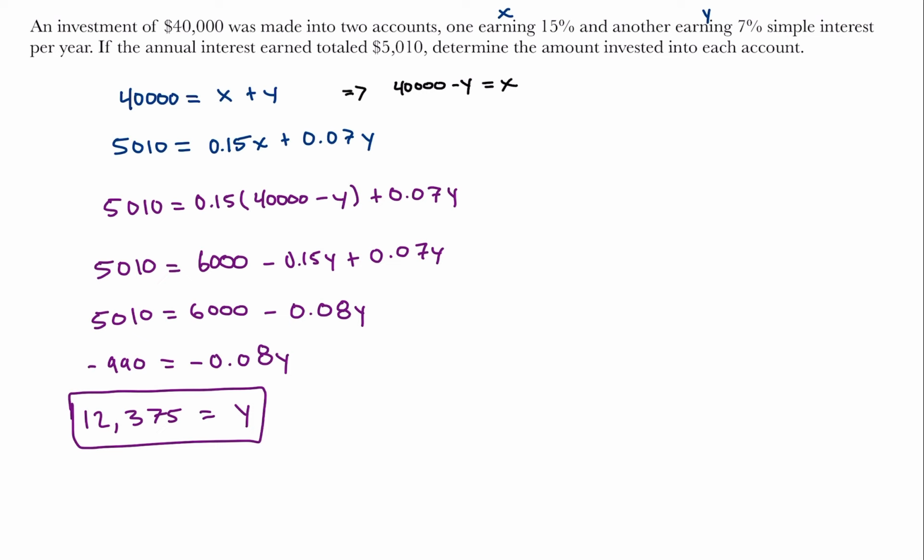Now that I have Y, I can take that and plug it into this equation right here to solve for X. So if I've got 40,000 and I subtract 12,375, that gives me 27,625. In other words, X is equal to 27,625.